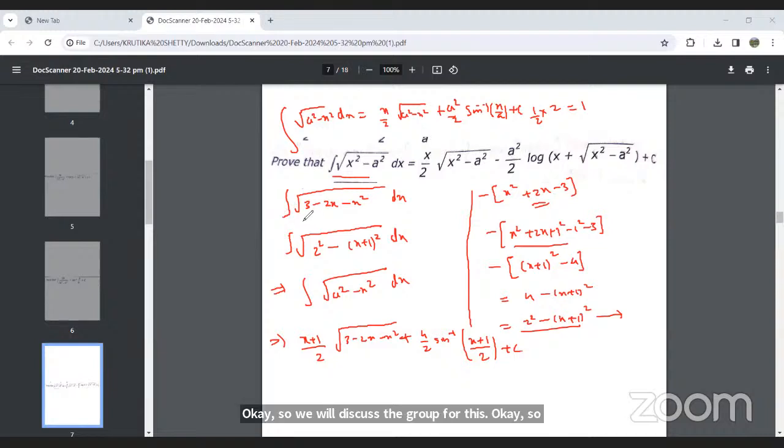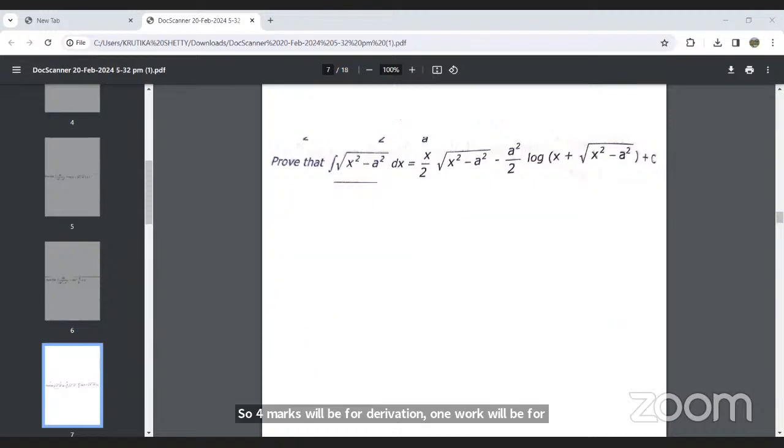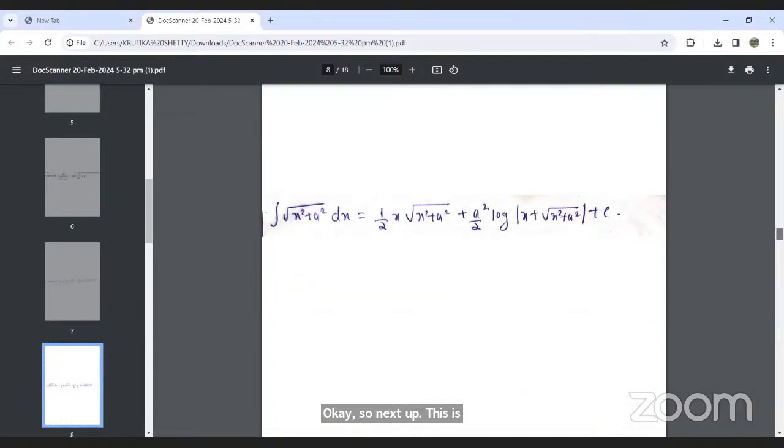So this I have discussed here. So such type. So prove that and also find the value of. Okay, so this derivation, if such type of type 3 are occurring, it will be 4 plus 1. So 4 marks will be for derivation, 1 mark will be for the example. Okay, so next this is the type 2.